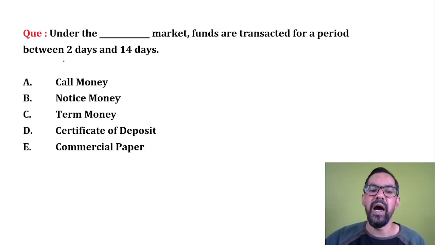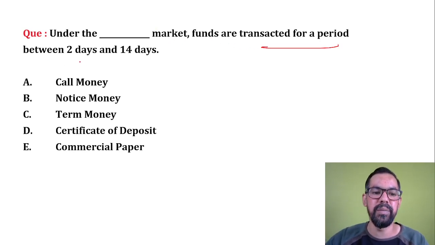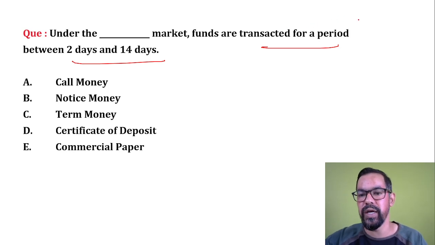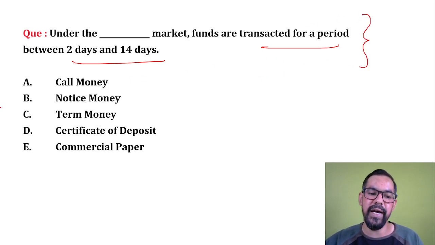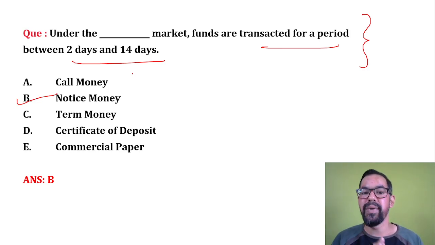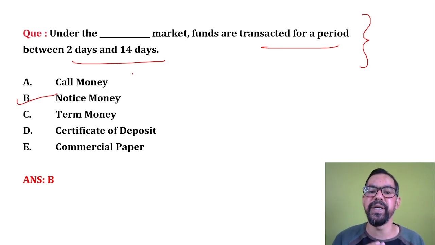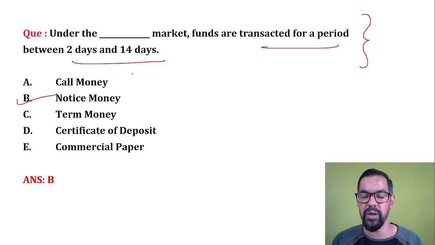Okay, next one. Under the dash market, funds are traded for a period between 2 days to 14 days. So what is it called? So what will be your correct answer? Notice money. Okay, so call money, notice money, term money, these are interbank transactions. So buyers and sellers, or the participants in these particular markets, are the banks.